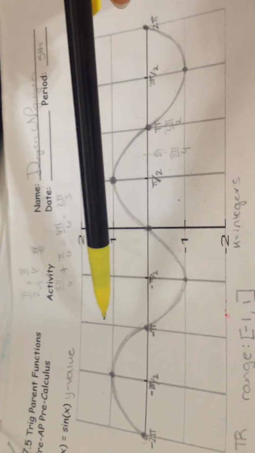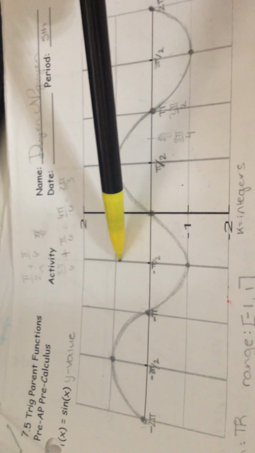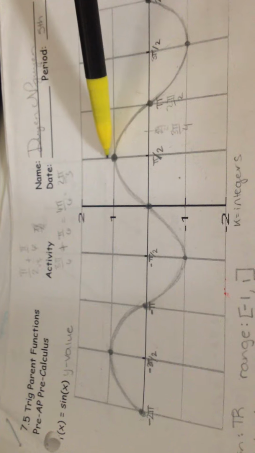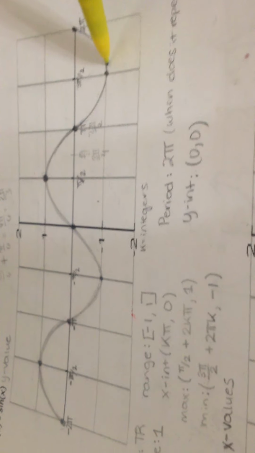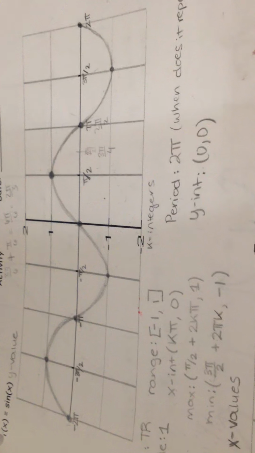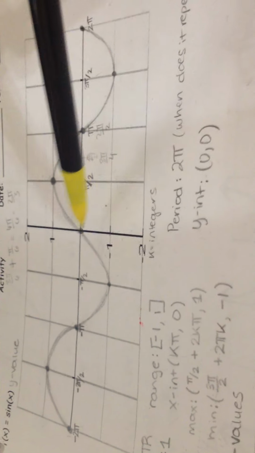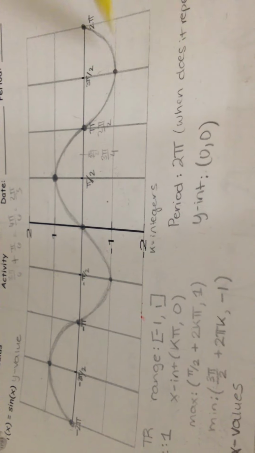But from here you can tell, from here to here is 1 pi, and from here to here is 2 pi. So the maximum occurs every 2 pi. That's why we write pi over 2 plus 2 pi k, or 2k pi, it doesn't matter, comma 1. And then the minimum is the same, it happens over here, at 3 pi over 2. And then it's going to repeat every 2 pi k. The y value is at -1.